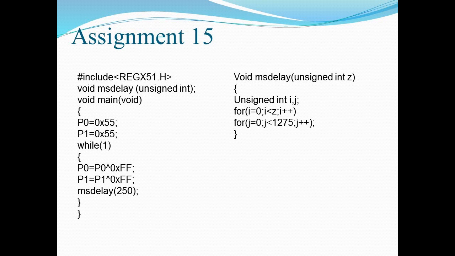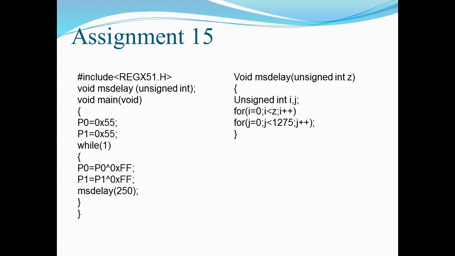Now within the super loop you can see P0 = P0 ^ 0xFF. The caret sign is the XOR operator, so whatever value is within P0 will be XORed with 0xFF, which is nothing but all ones. The same process is done with port 1, and after that we call a delay of 250 milliseconds, and we repeat this forever. To generate this delay we have written a subroutine for the 250 millisecond delay.